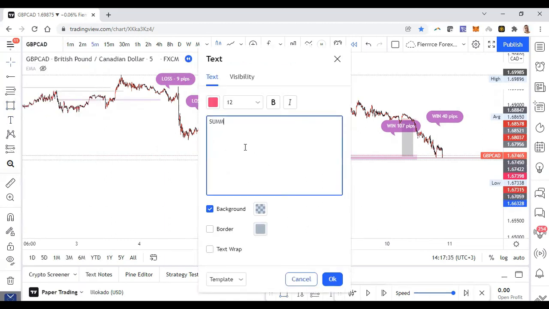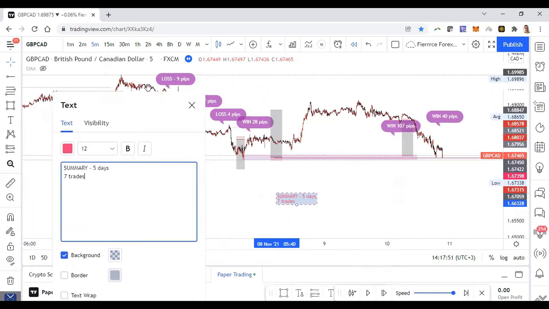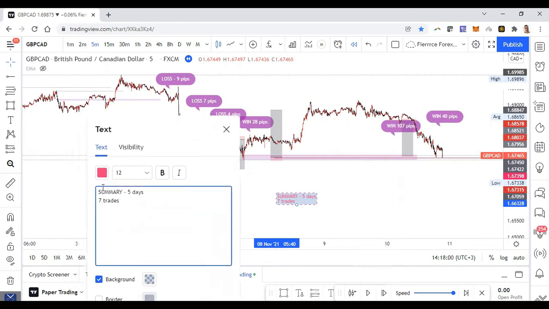So the trading summary of the week, 5 days of trading, is 7 trades. Actually, these are 6 trades, 1, 2, 3, 4, 5, 6 trades on GCAD in that one week. Out of the 6 trades, 3 were losses, 3 took L's. And those losses totaled to 9 plus 7 plus 4, that is 20 pips. Okay, so minus 20 pips.